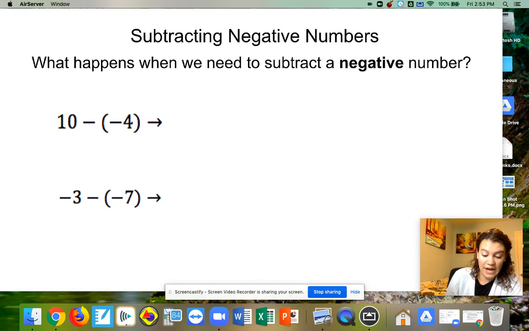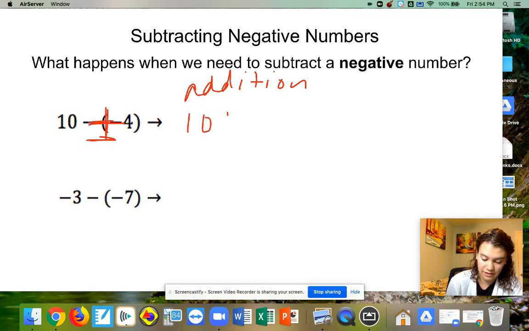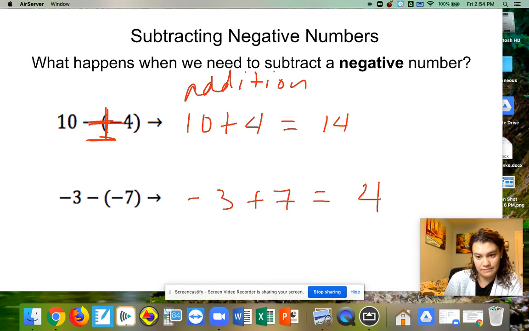All right, so if you subtract a negative number, it becomes addition. These two negatives kind of cancel each other out and become positive. So you get 10 plus 4, which is 14, or negative 3 plus 7, which is positive 4.